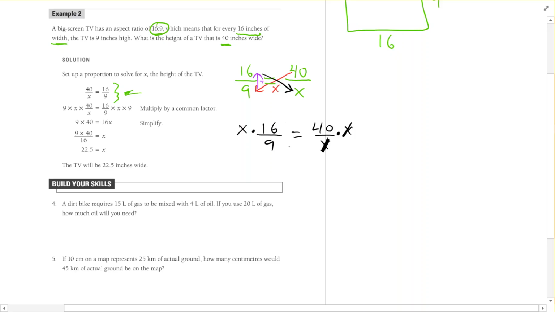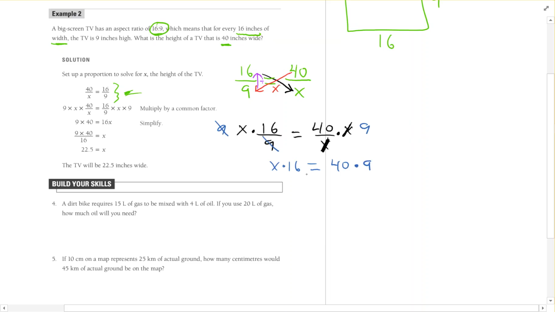Now what I want to do is get rid of this stuff. So what I'm going to do, you can pick either one first. I'll pick the 9. I'm going to multiply both sides of this equation by 9. So I'll go times 9 and those cancel on this side, times 9 on this side. So now what I'd be left with is x times 16 is equal to 40 times 9.